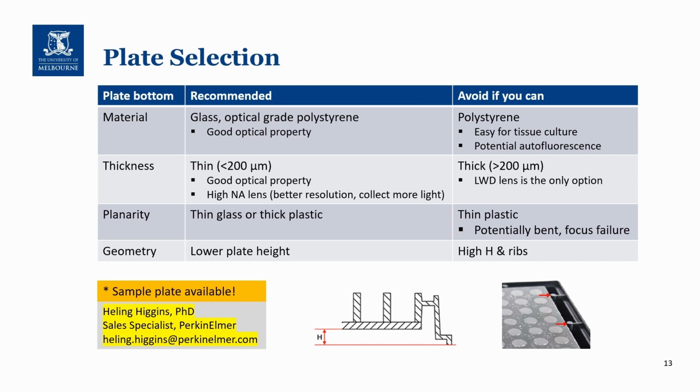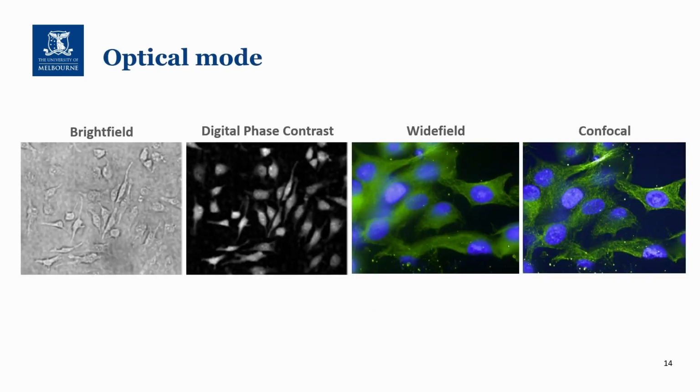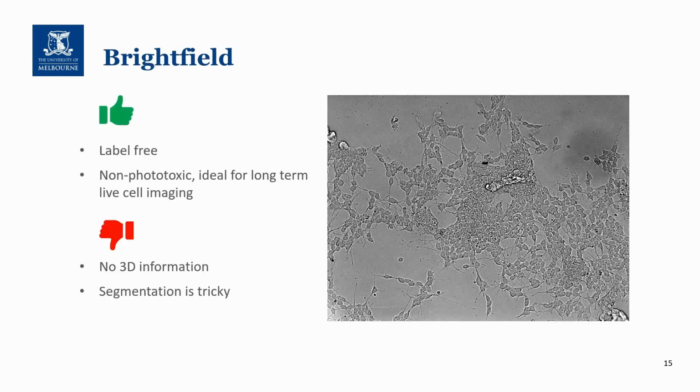If you are unsure what plate is best suited to your experiment, you can contact Hilling-Higgins at PerkinElmer to arrange a sample plate. As mentioned in the instrument overview, the Operetta has multiple imaging modes. It has Brightfield, digital phase contrast for easier segmentation, wide field fluorescence, and confocal imaging for thicker samples, or if you need higher signal to noise ratio. Unfortunately, this mode will also be much slower.